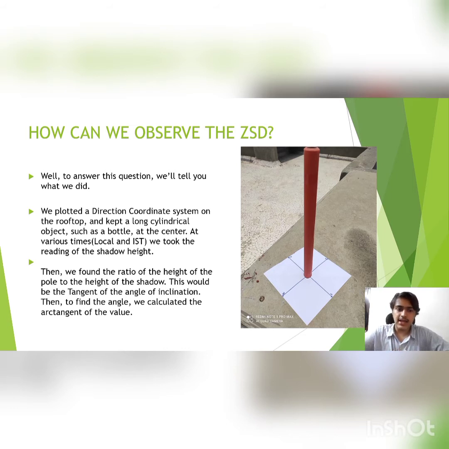Once we had the data, all we had to do was find the ratio of the height of the object and the height of the shadow. This would be the tangent of the angle of inclination. Once we had that, all we had to do was find the angle, which can be done easily by calculating the arc tangent of the value.